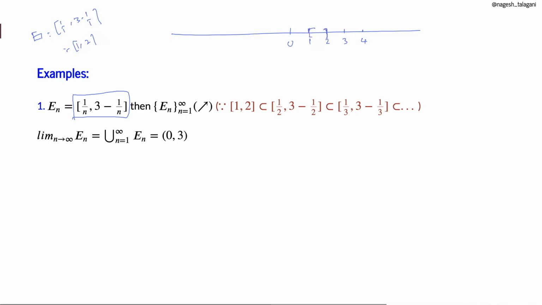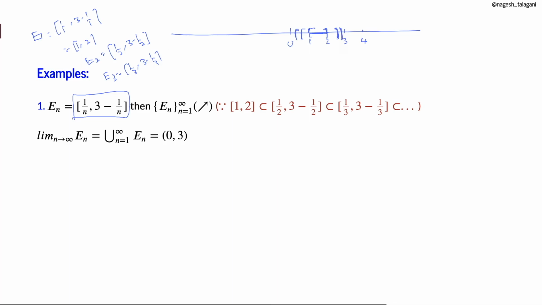This is E1. Next, E2. E2 will be the interval from 1/2 to 3 minus 1/2, so it will be from here onwards. 3 minus 1/2 means 2.5, like here. Next, E3 will be from 1/3 to 3 minus 1/3, so it will be from here to something like here.